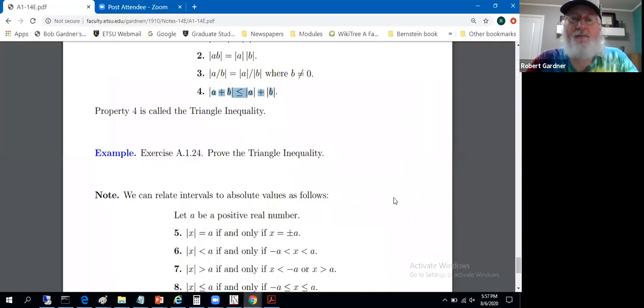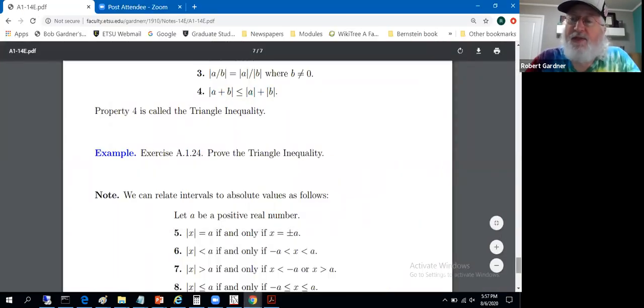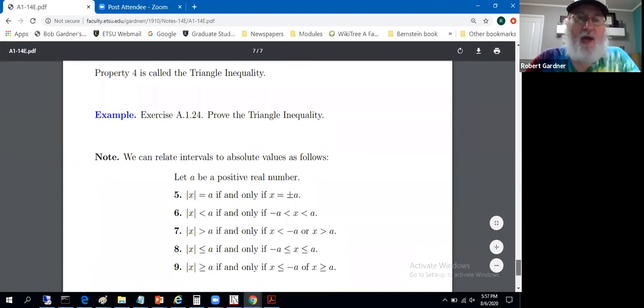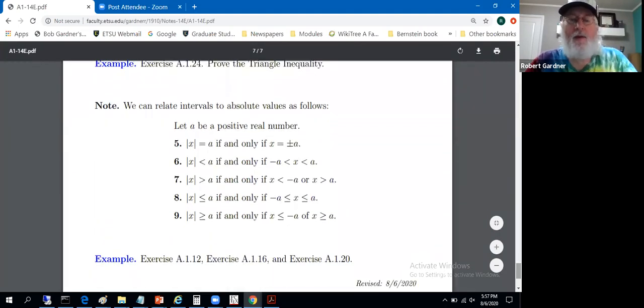Back to the notes. Like I said, you're going to be seeing some more triangle inequalities in your travels. We can relate intervals and absolute values as follows, and we'll be doing some of this in some of the manipulations when we're graphing. This will come up. Let a be a positive real number. The absolute value of x equals a if and only if x equals plus or minus a.